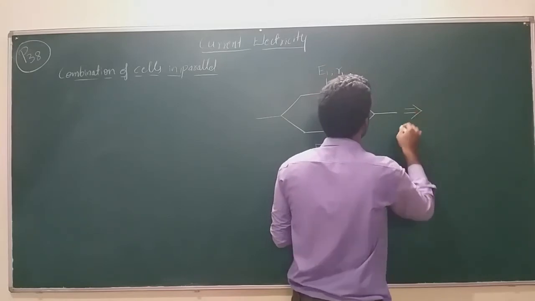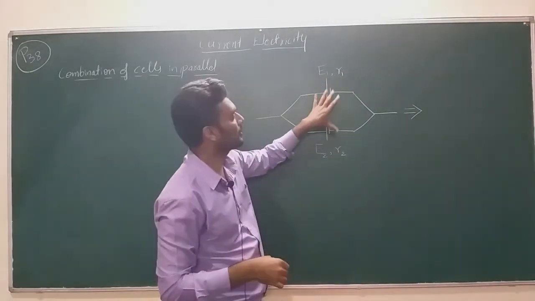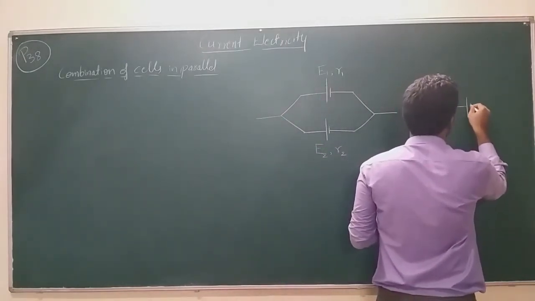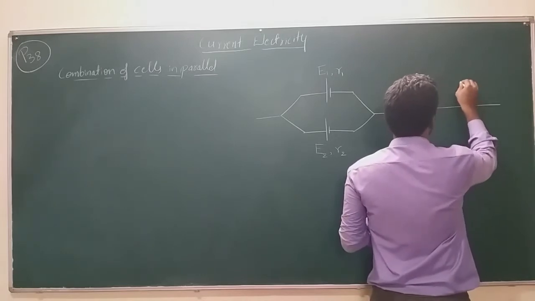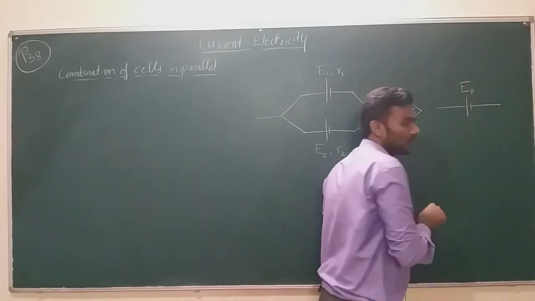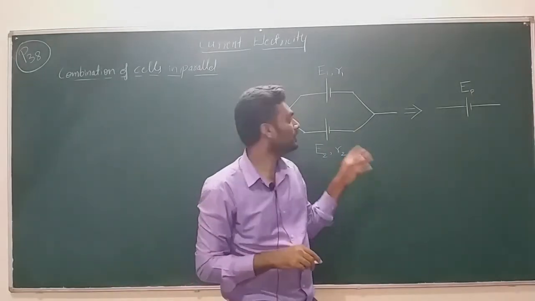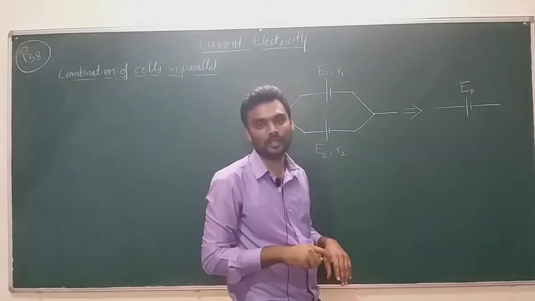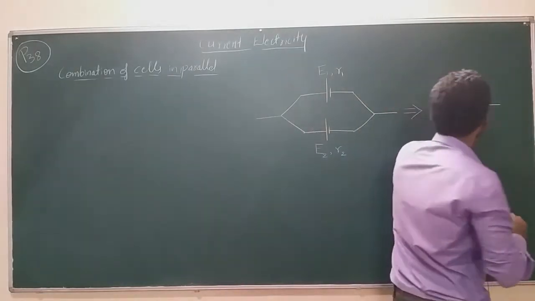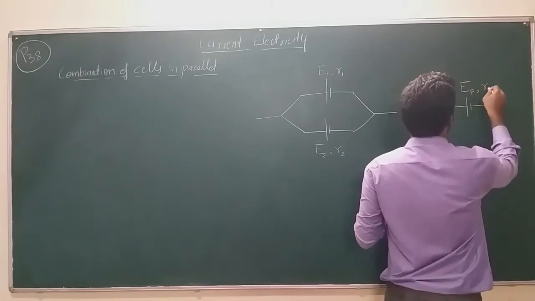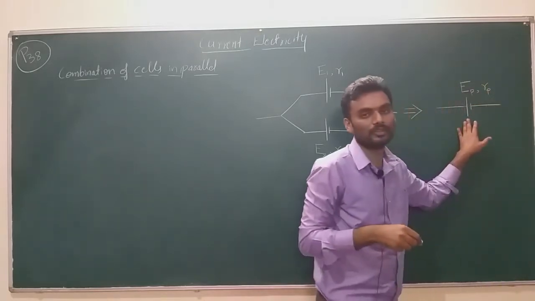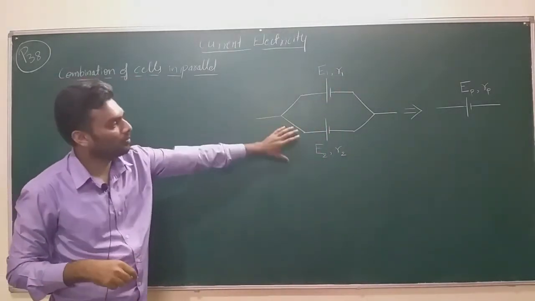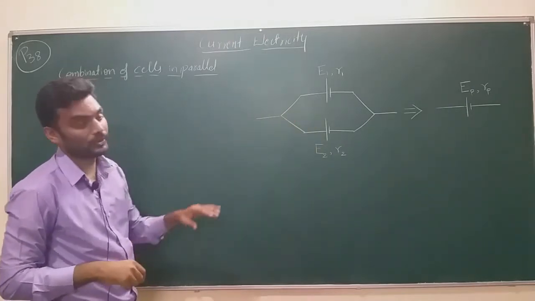And let the equivalent cell of the combination be this one with the equivalent EMF EP. I am calling this EP because the cells are connected in parallel and we are getting the effective EMF of that. EP is the EMF and RP is the internal resistance of the effective cell. So this is the combination and that is the effective cell.